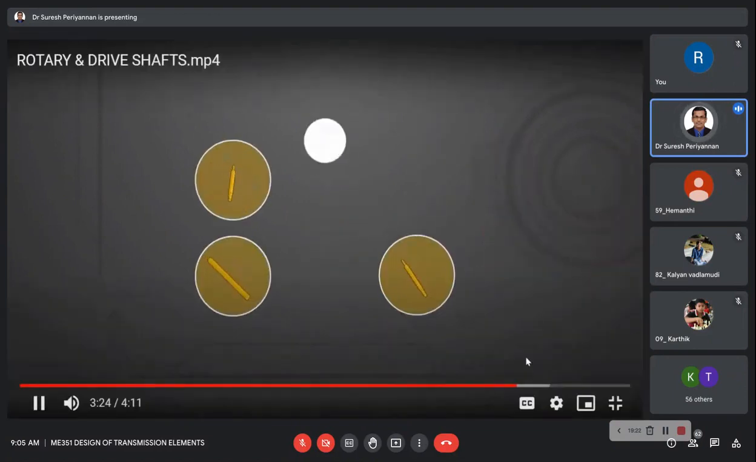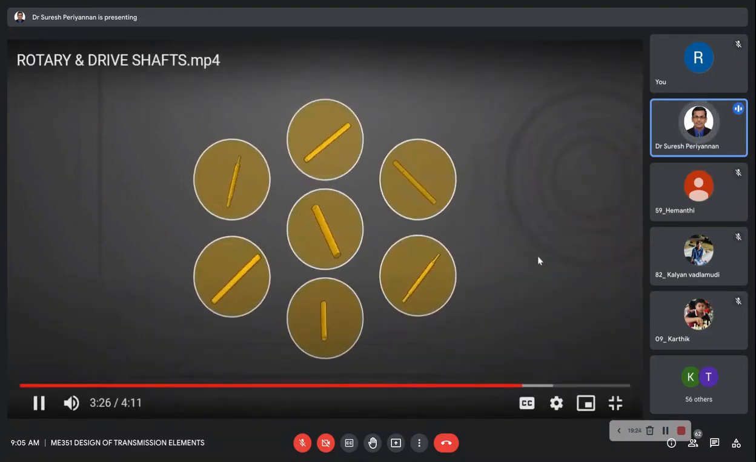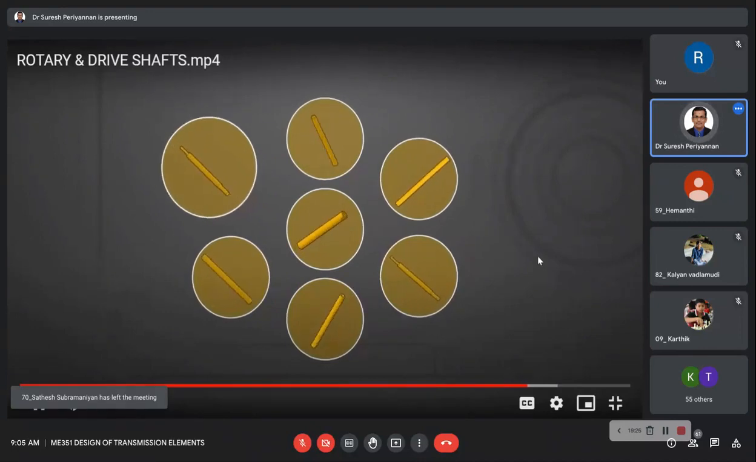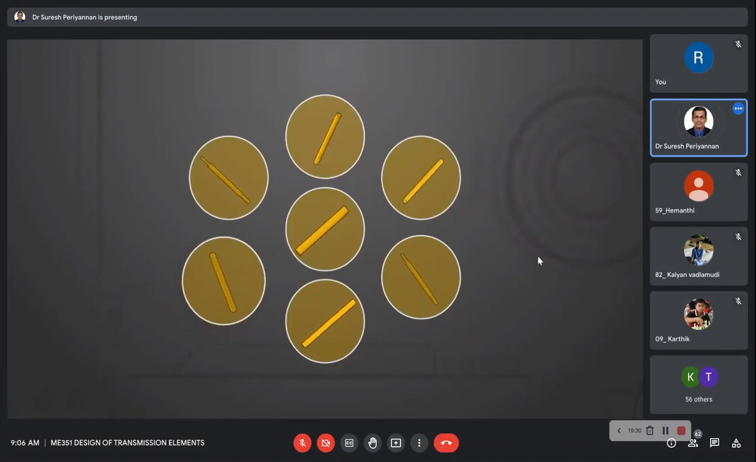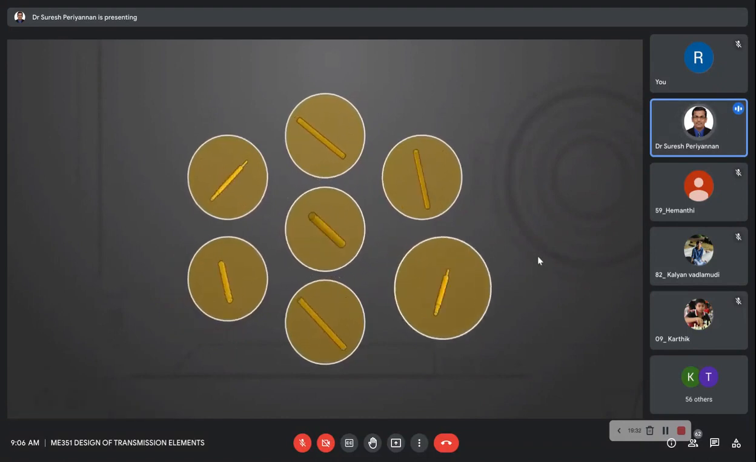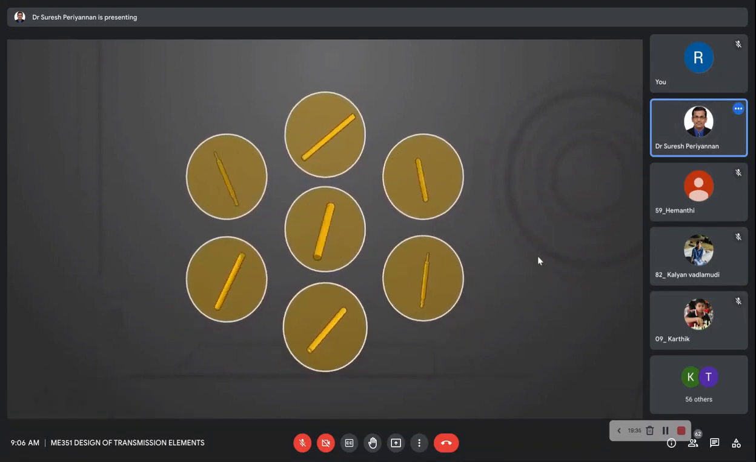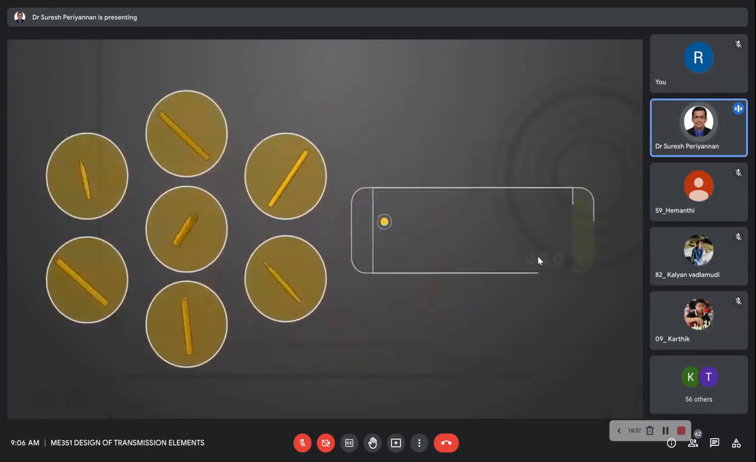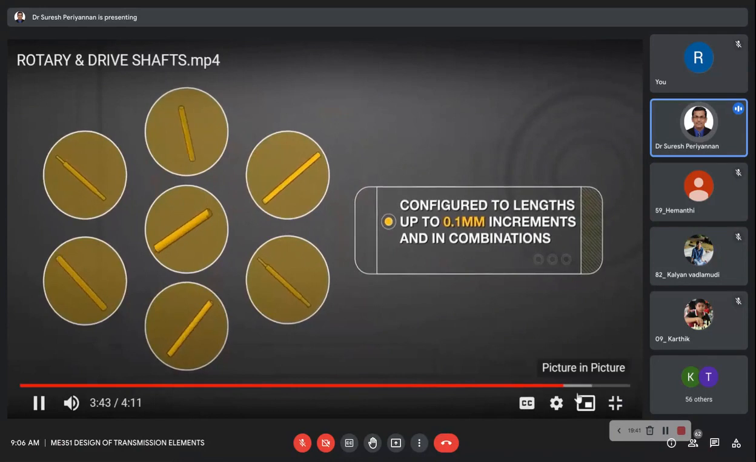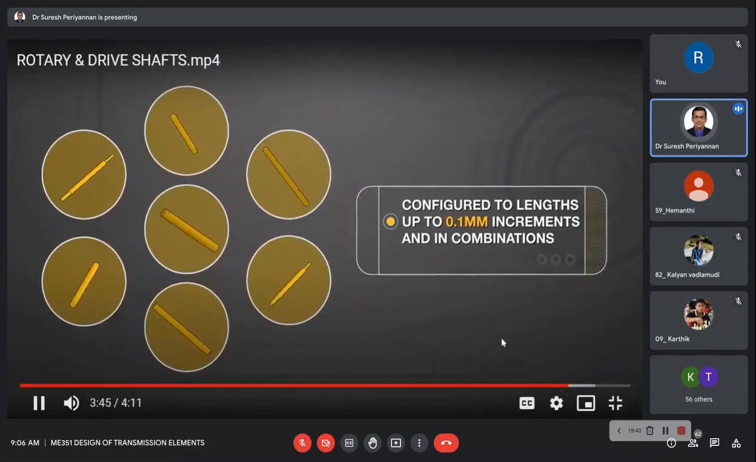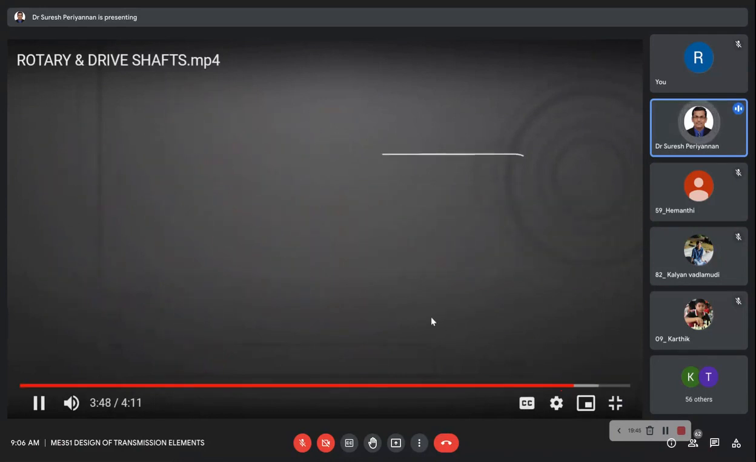Misumi rotary and drive shafts can be configured with a variety of alterations, including threaded, tap, D-cut, X-hole, wrench flat, stepped, and hollow. These alterations can be configured to lengths of up to 0.1 millimeter increments and in combinations to fit your application needs. This concludes the series on shafts.